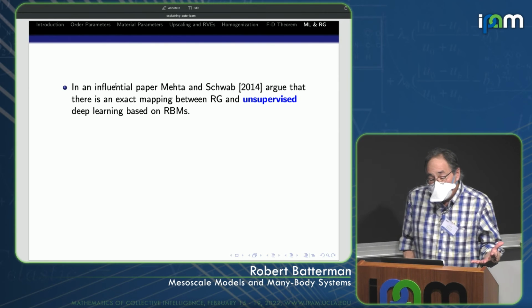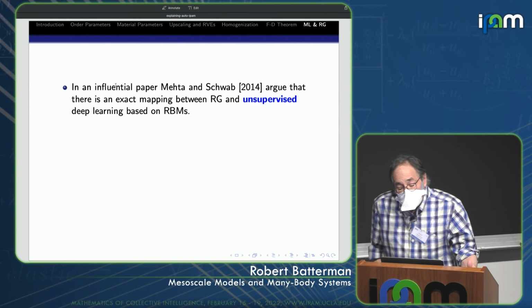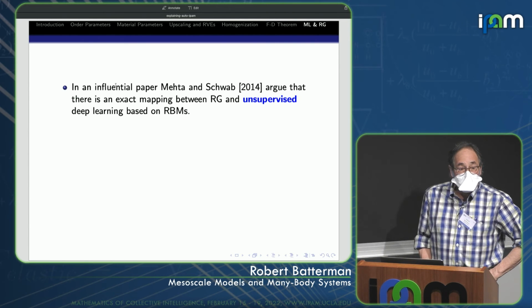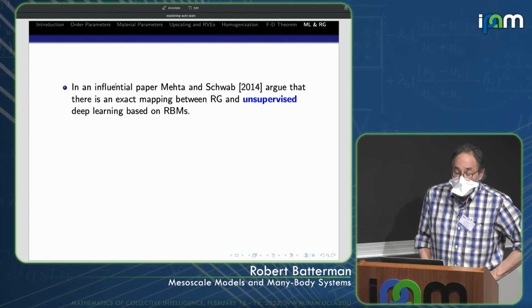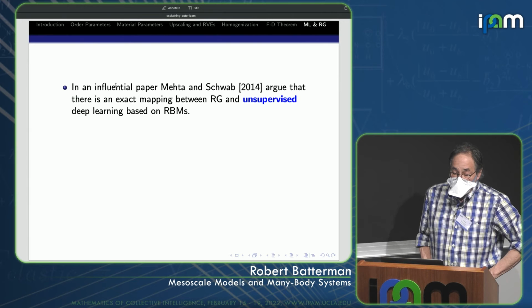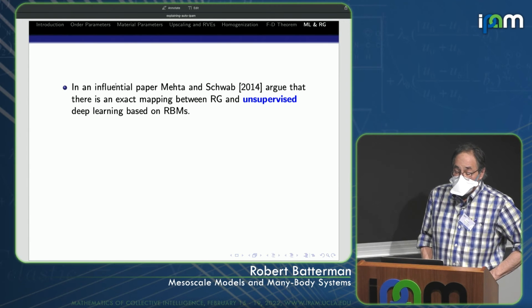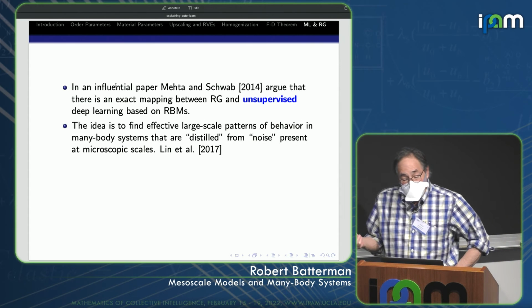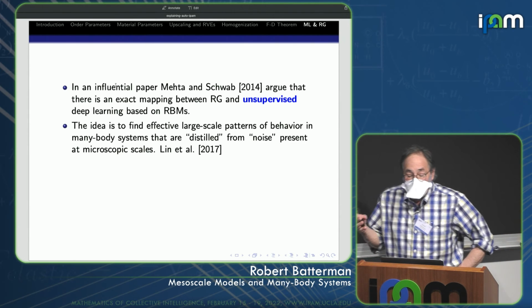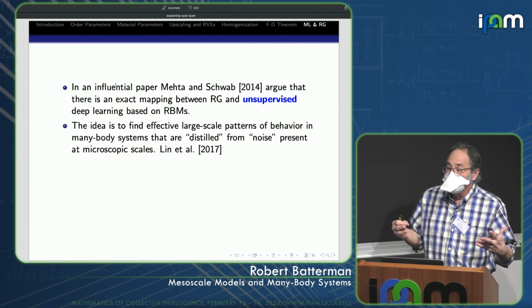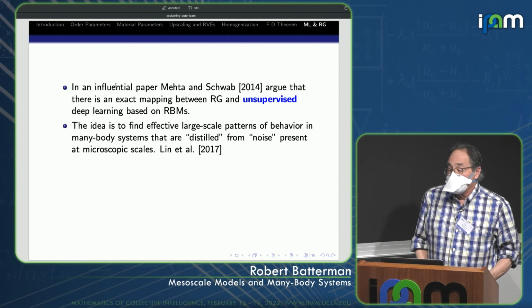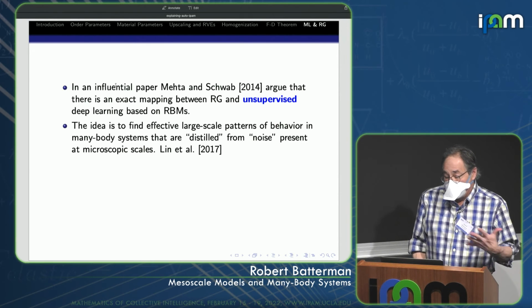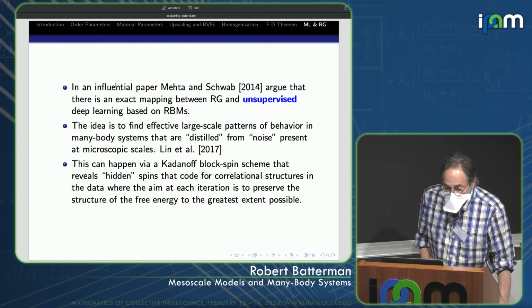Now, in an influential paper, Mehta and Schwab argue that there's an exact mapping between the renormalization group and unsupervised deep learning based on restricted Boltzmann machines. The idea is to find an effective, large-scale pattern of behavior in many body systems that are distilled from the noise present at microscopic scales. That's sort of what RG does.